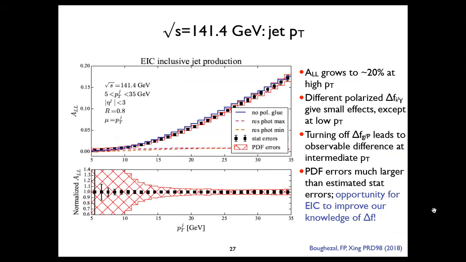Okay, there are a few things I want to say about this. First off, pulling off the polarized gluon does lead to an observable difference at intermediate pT values, and I'll make that more clear in the next couple slides. The second big picture point is that the PDF errors are much larger than the estimated statistical errors. So there's really an opportunity here for great measurements at an EIC to improve our knowledge of these distributions.